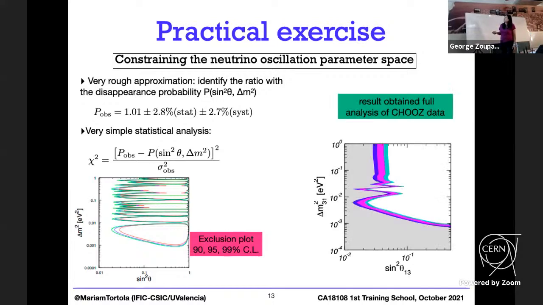If you want to do the full result of the Chooz data, also in Chooz there were two reactors. You need to consider two reactors. You need to consider the finite energy resolution, and then you will get this nicer exclusion plot. You see, since I put a finite energy resolution, these wiggles are averaged. As I was saying this morning, they disappear because of the finite energy resolution. Since this is very rough, here there was no information about that. But you can see that you get essentially the same order of magnitude for the excluded region.